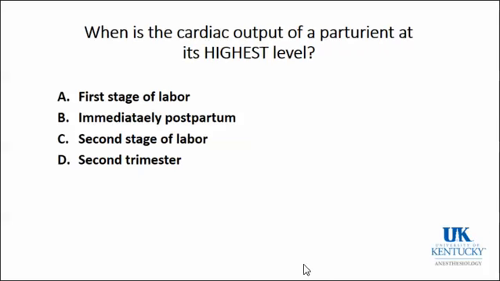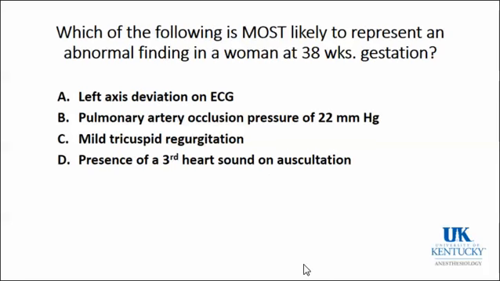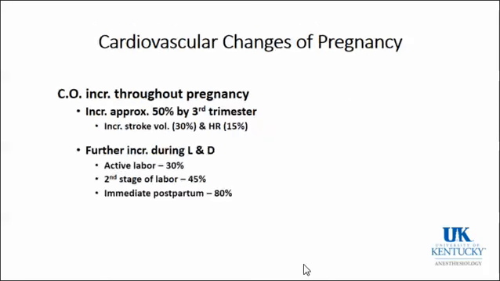Now, moving on to physiologic changes of pregnancy. So, when is the cardiac output of a parturient at its highest level? And that is going to be answer B, immediately postpartum. Other questions related to physiologic changes. Which of the following is most likely to represent an abnormal finding in a woman at 38 weeks gestation? And that is actually going to be a pulmonary artery pressure of 22. Central pressures should not be changed in pregnant women.